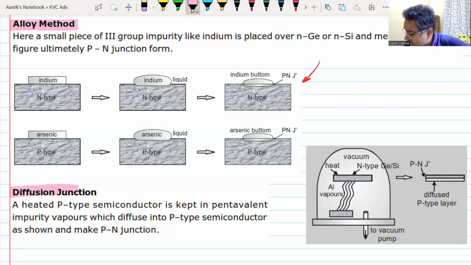And the next one is the diffusion method, in which a heated p-type semiconductor is kept in an evacuated chamber where you have vapors of pentavalent impurity, or the reverse. And that is how this PN junction diode is formed. The diffusion method is better than the alloy method, and it is the one used. These are the two methods, the alloy method and the diffusion method. I'll give you a minute to quickly note them down.